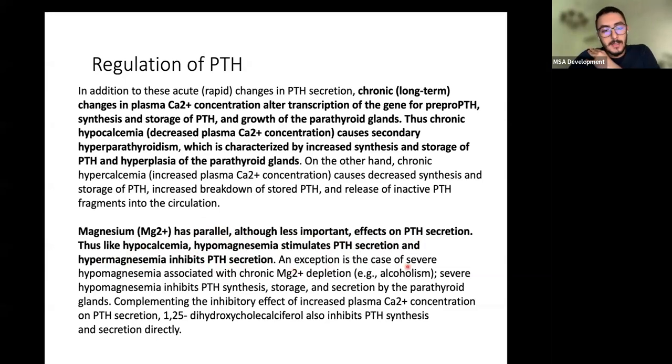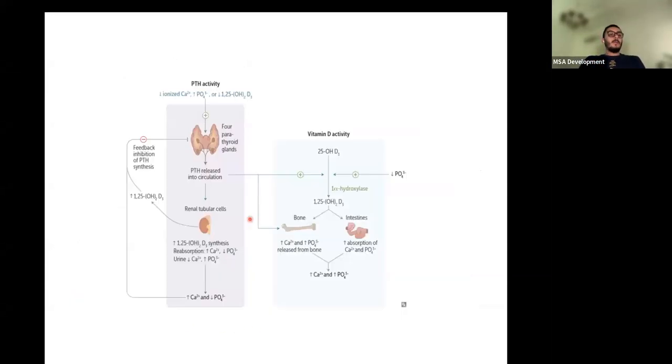An exception to this is severe hypomagnesia associated with chronic magnesium depletion. That's such in case of alcoholism, for example. Severe hypomagnesia inhibits PTH secretion. That's it, complementing the inhibitory effect of increased plasma concentration on PTH secretion. That's it. Okay, now on to this slide.